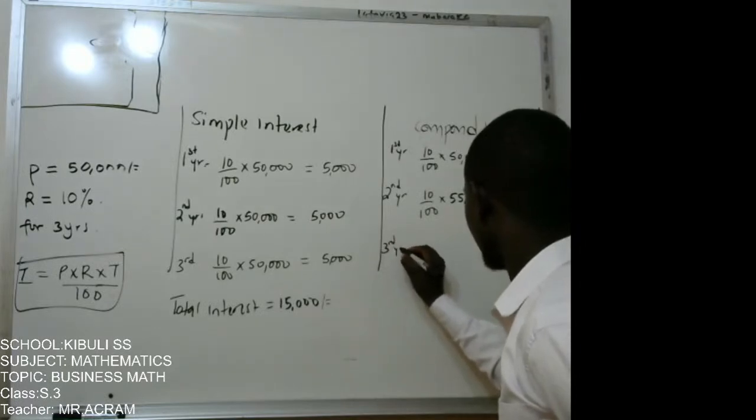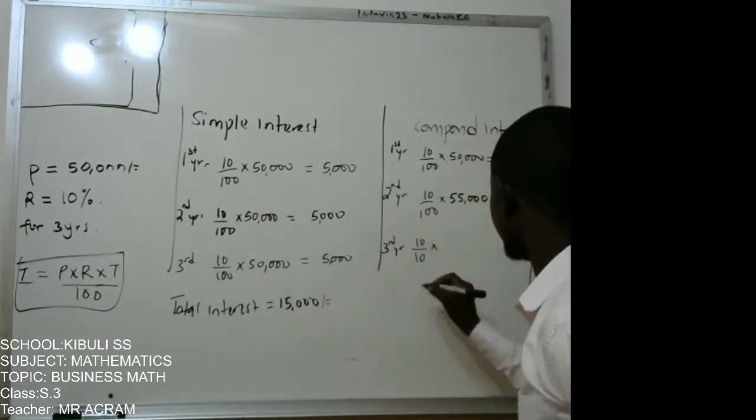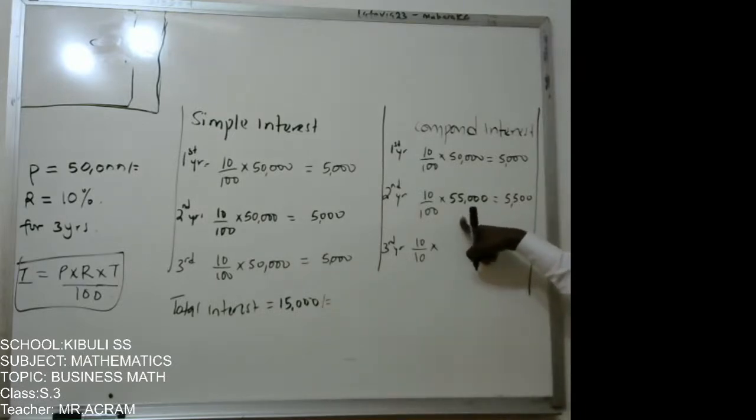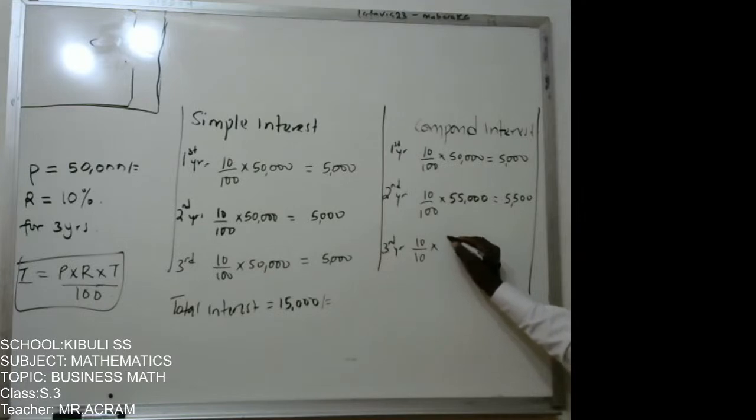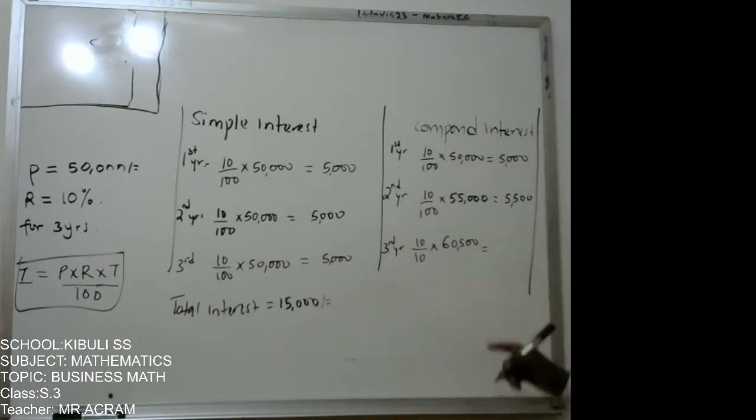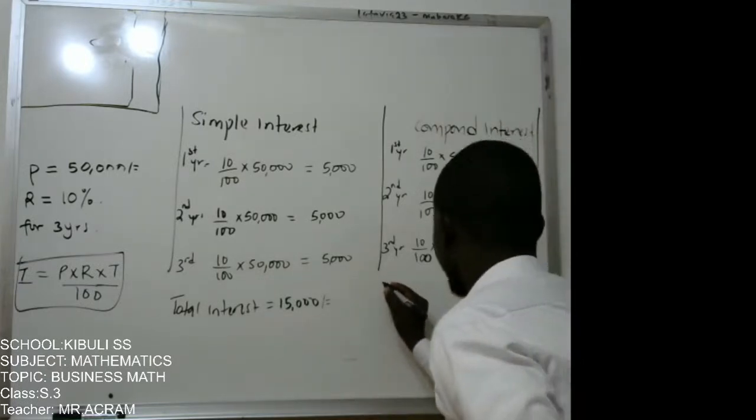Look here, third year. The rate is still the same, but the principal is going to change. Now what is going to be the new principal? It is 55,000 plus this, not so? Which will give us 60,500. Then what will we get? This is over 100, these two zeros will go with this, then with the 6,050. 6,050, not so? Then, what will be the total interest under compound interest?